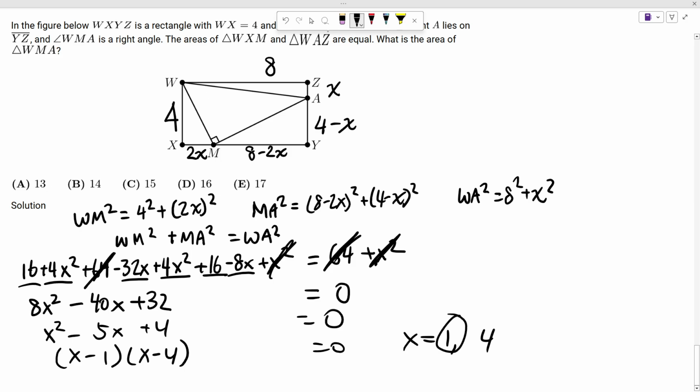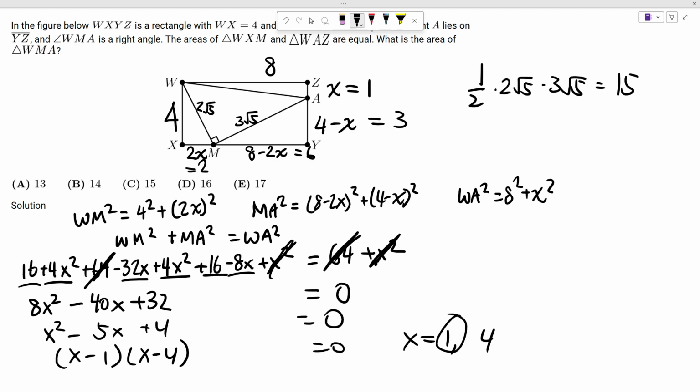If x is 1, then that means we can now replace everything on this diagram. x is 1, 4 minus x is 3, 8 minus 2x is 6, 2x is 2. So now we can find WM and MA. WM is going to be 2 root 5, and MA is going to be 3 root 5. That's just by the Pythagorean theorem. So that means the area is 1/2 times 2 root 5 times 3 root 5, which is equal to 15.